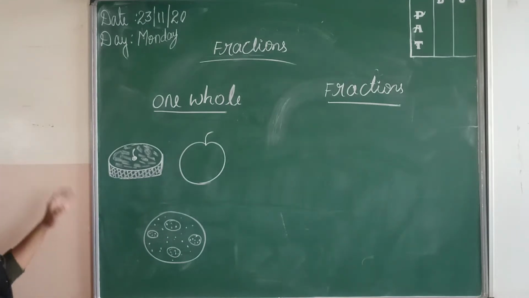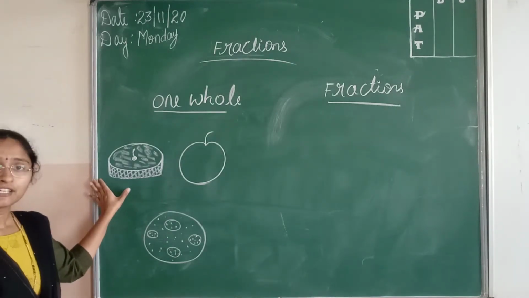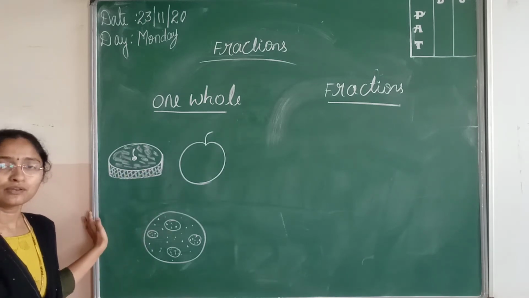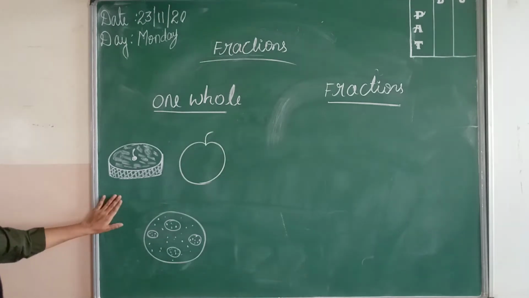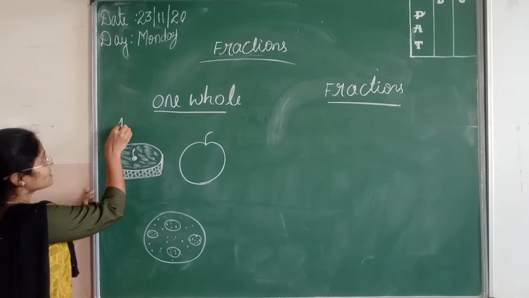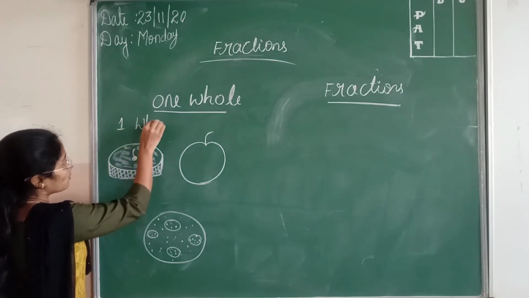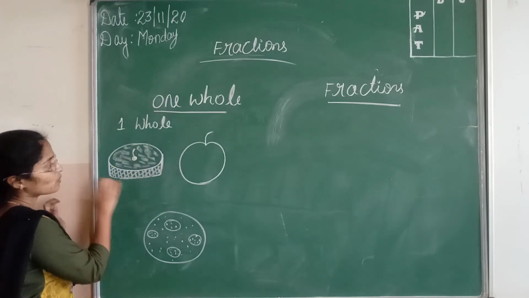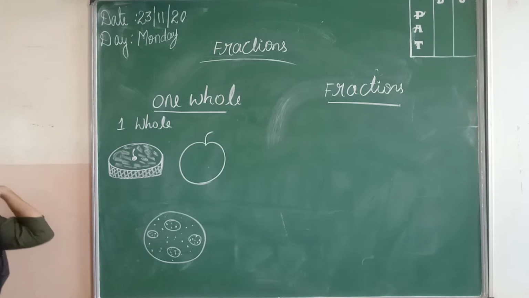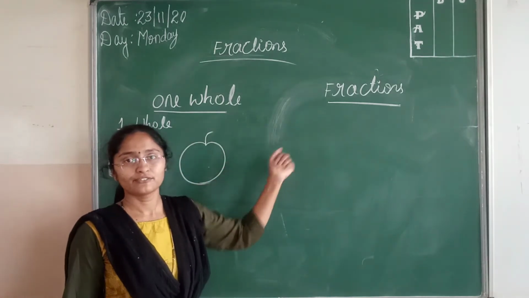So a piece or an object, if we did not cut it into any parts, then we call it one whole. We will use the number 1 to show a whole. It's one whole cake, one whole apple, one whole pizza. Understood? So now we will learn what fractions are.